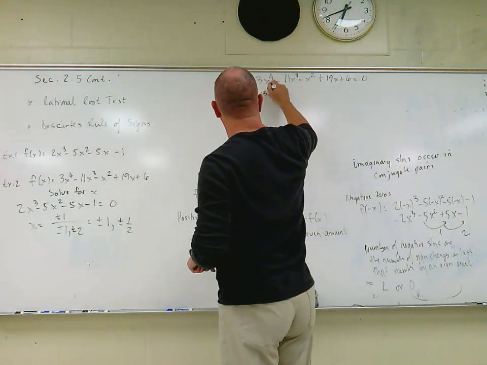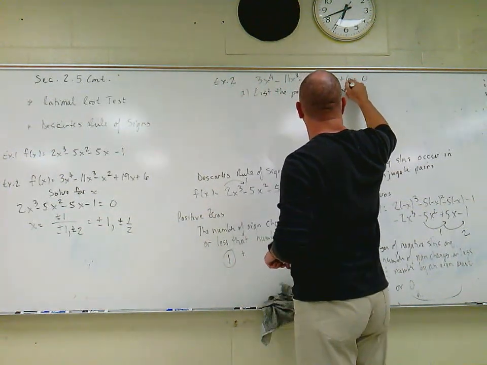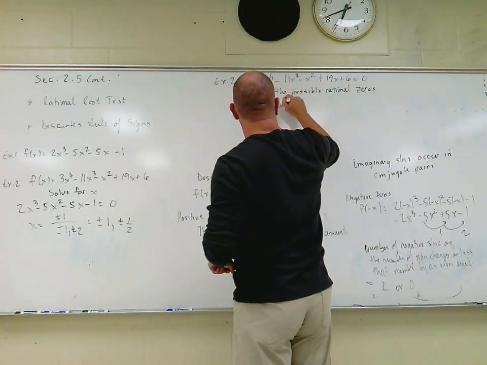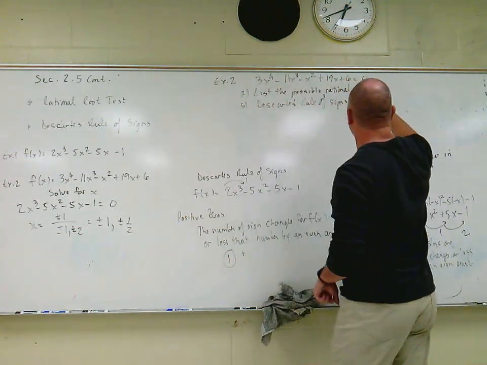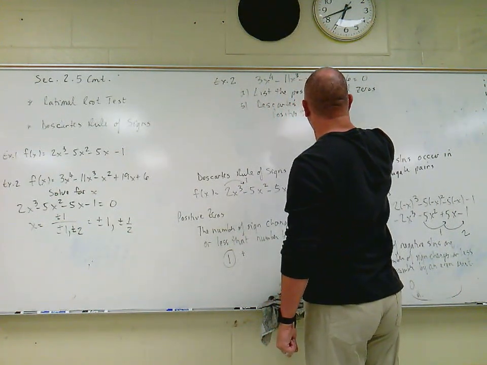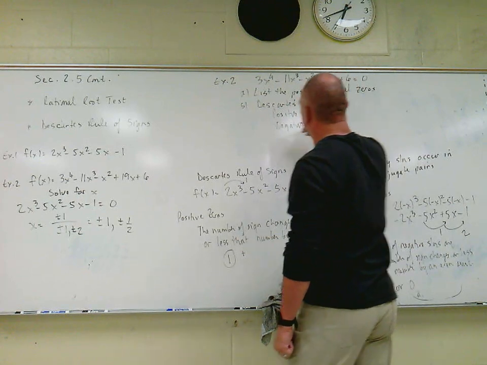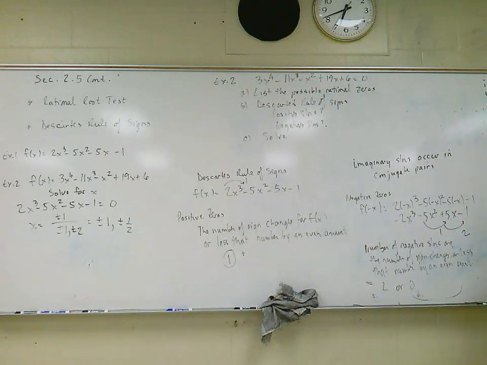Part A, list the possible rational zeros. From Descartes' rule of signs, I'm just writing example 2, what I want you to do. How many positive solutions and how many negative solutions? And then part C is solved. Do part A first though. And running out of video.